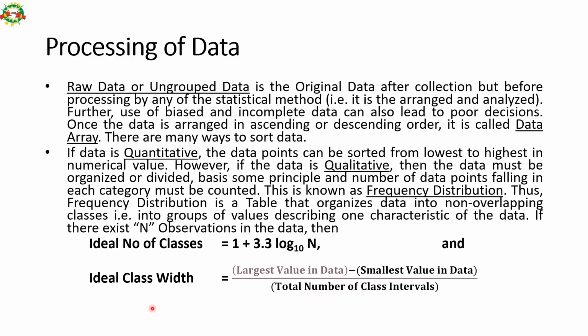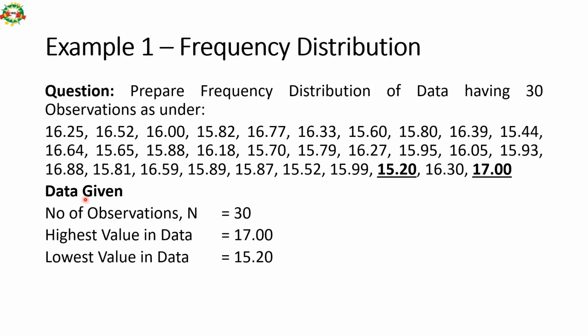Ideal class width. The formula for calculating ideal class width is the largest value in data minus the smallest value in data, divided by the total number of class intervals. Let us understand with the help of an example. Let us prepare a frequency distribution of data having 30 observations. This is the set of observations, the raw data. We have not organized it.